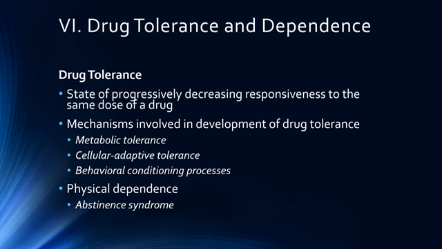You get cellular adaptive tolerance. That is, the cells themselves do not respond as much to the presence of a drug. Behavioral conditioning processes, that is, you simply behave differently because you're used to the level of the drug. And then finally, physical dependence can occur, in which taking away a drug will cause what we call abstinence syndrome. And we refer to that as withdrawal. So somebody who's trying to quit cigarettes is going to undergo what's called an abstinence syndrome, where they're going to have physical effects because they no longer have the drug in their system and their body's responding accordingly.